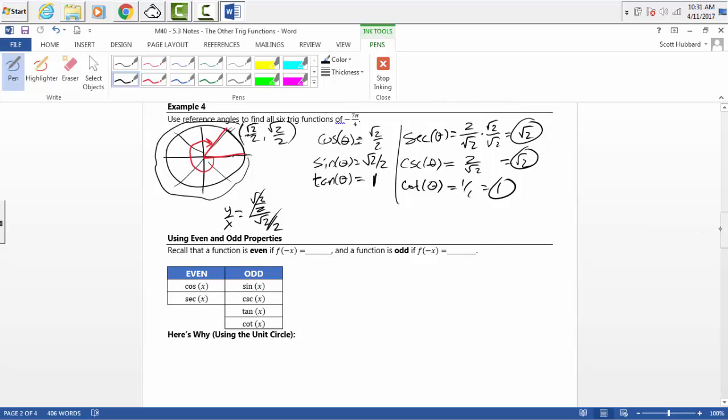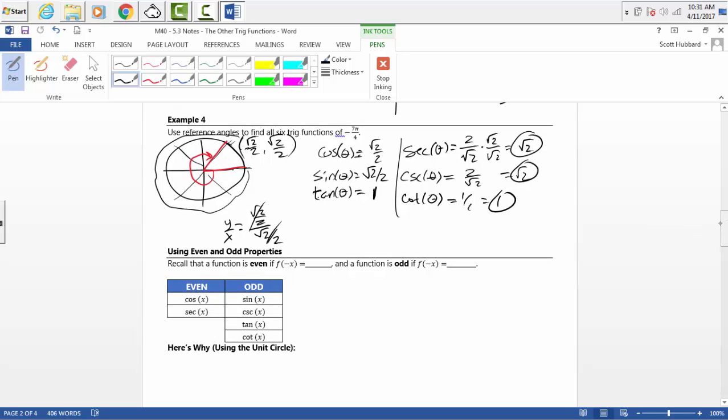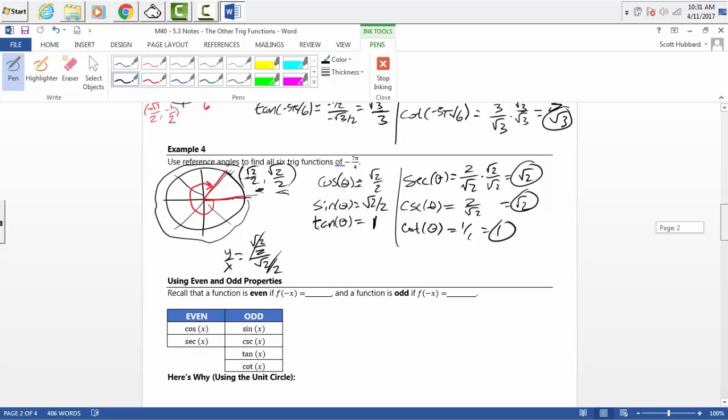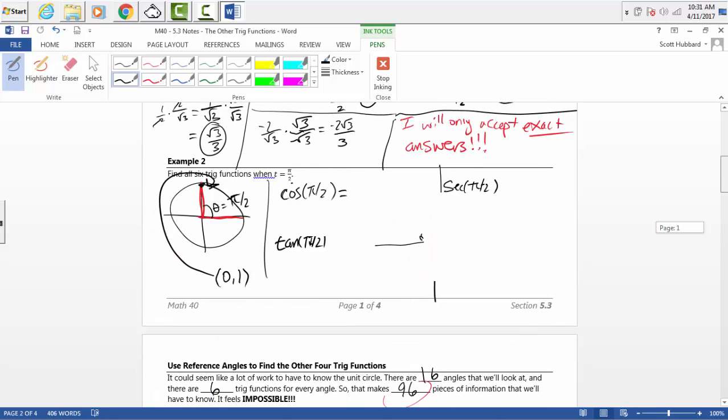Okay? So make sure that you know the process. Draw your angle, draw the circle, write out the x's and the y's first, and then use your reference angles if you need to, and make sure you have positive and negative correctly, and then just go from there.